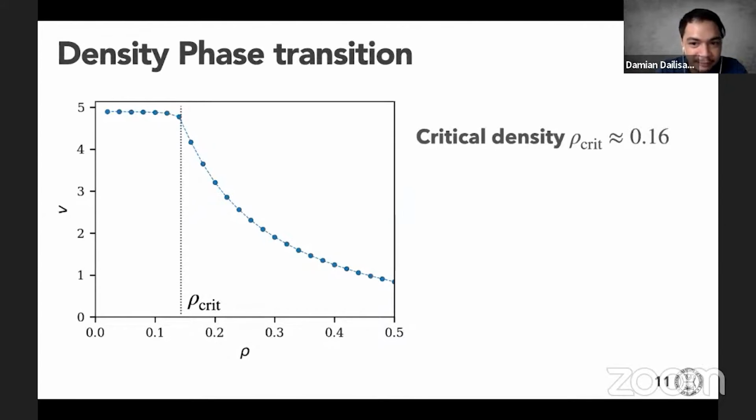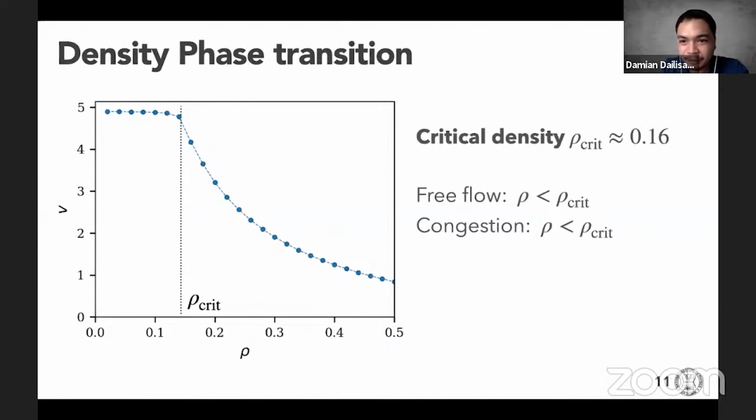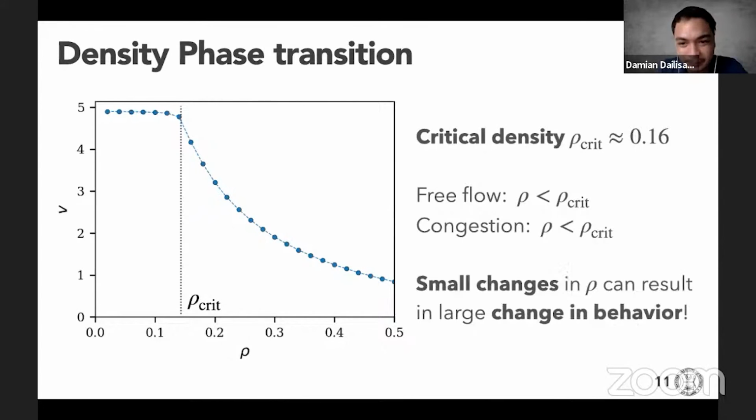you would still have vehicles traveling at their maximum speeds. But then beyond a certain point, which is called rho critical, the speed begins to drop. So we have free flow at regions below the critical density, and we have congestion at regions above the critical density. And these phase transitions are important because what they tell us is that small changes in density can result in large change in behavior in the system. So this is something that we want.